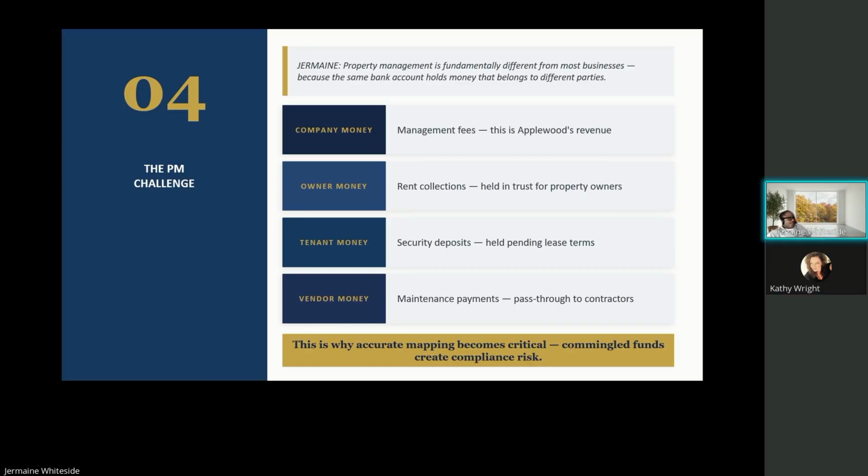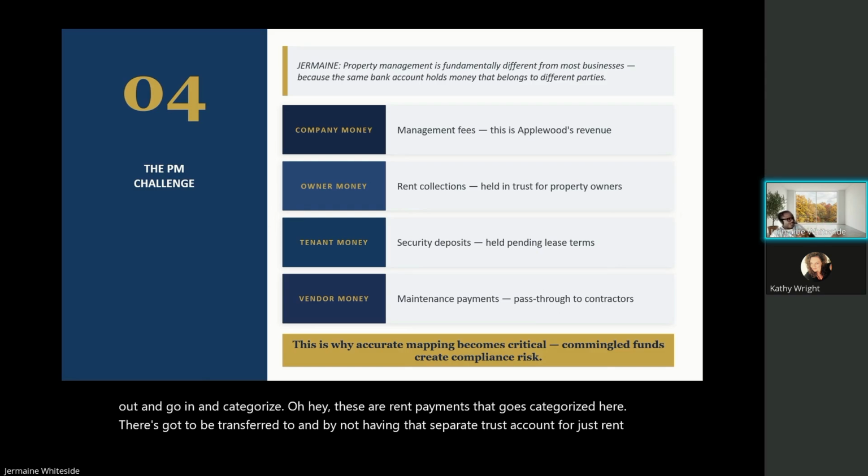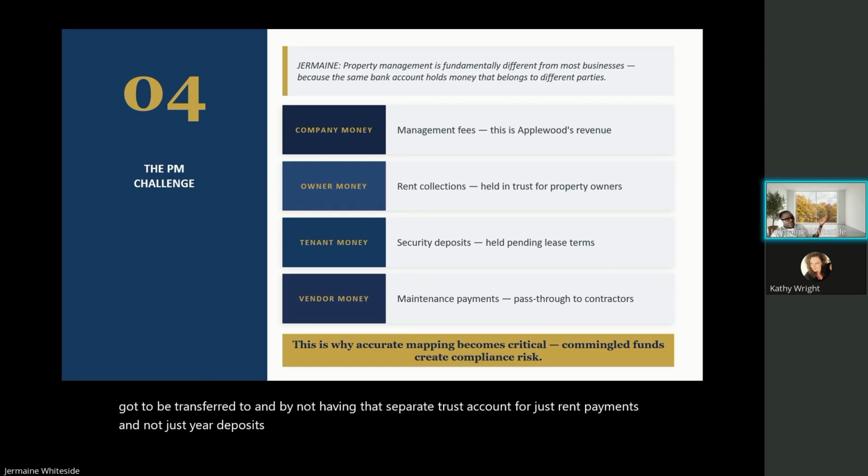Yes, and see what that did. It causes that confusion. Now, Kathy's CPA has to go in and categorize: oh, hey, these are rent payments, that goes categorized here, this has got to be transferred to. And by not having a separate trust account for rent payments and not just security deposits, there's the compliance issue. As Kathy said, it was correct in her understanding of her training. The security deposit trust account was everything. It was supposed to be rents and security deposits.